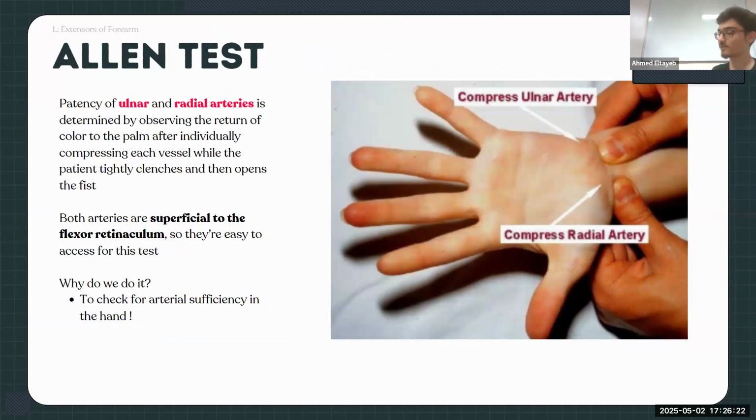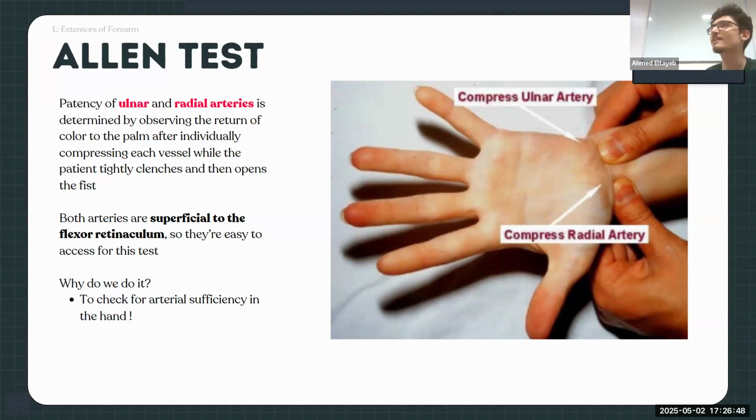So you will tell the patient to first of all make a fist, grip so hard, and then let go. And then I'm going to hold, I should have held before. So I'm going to press on both the ulnar artery and the radial artery. Now I'm going to ask Ahmed to open. And you can see how the blood flow goes normal. Everything is just flowing normally and compensating.